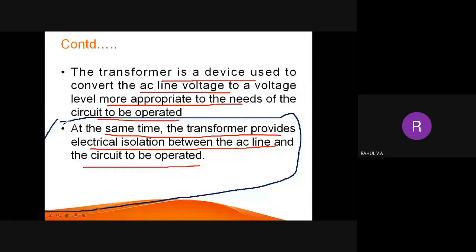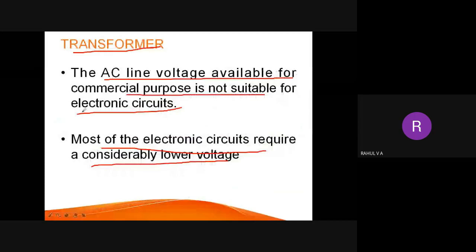Okay, already I have said, the transformer works only in AC. Suppose if anyone asks, is it possible to provide isolation in AC circuit only? If you ask like that, I can say that, oh no, we can provide isolation in DC also. So how we are providing isolation in DC is by using an LED and phototransistor circuit.